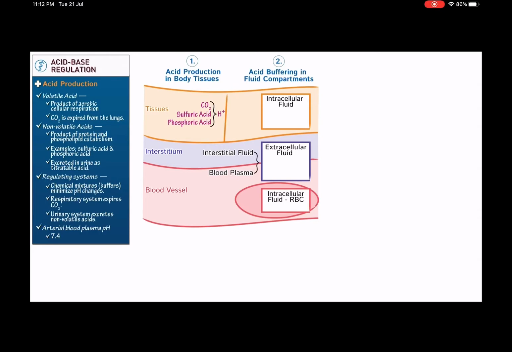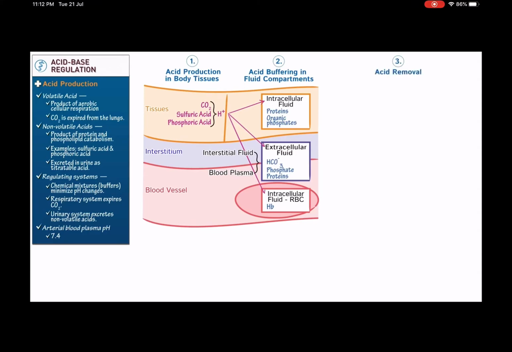Now we'll show the key buffers in each compartment. In the body tissues indicate proteins and organic phosphates. In the red blood cells indicate hemoglobin. In the extracellular fluid indicate bicarbonate, which is the most important extracellular buffer, and phosphate and proteins. Remember that these buffers do not remove hydrogen ions from the body fluids. They simply weaken them until they are removed from the body.